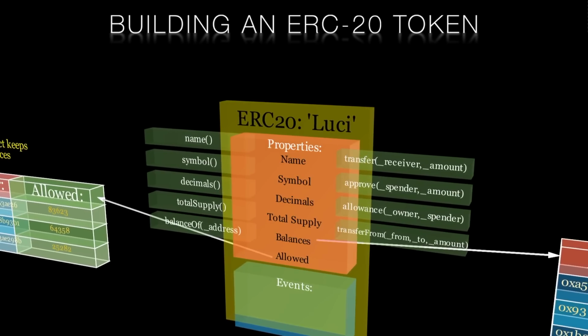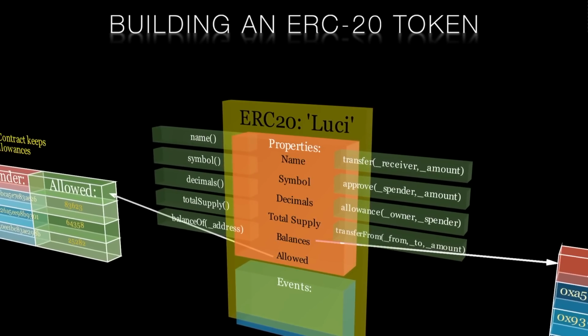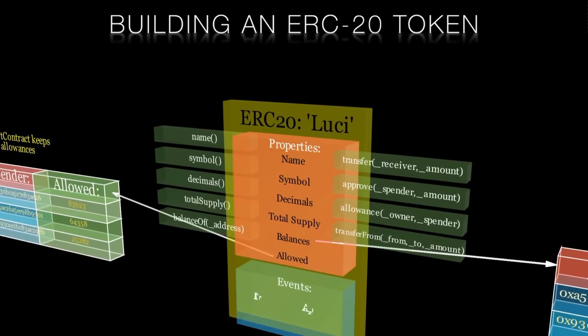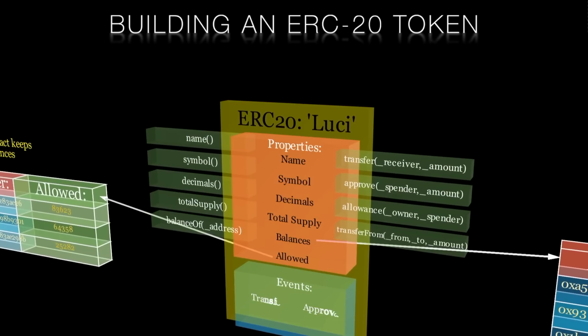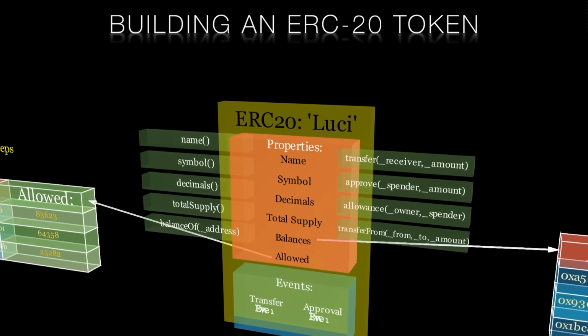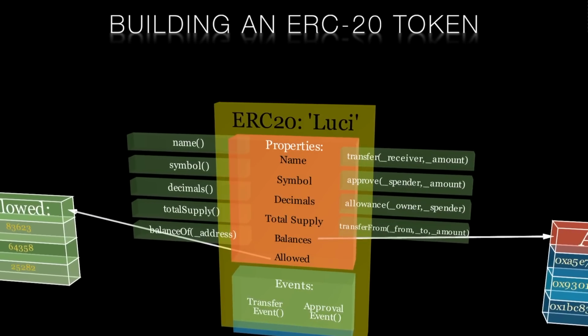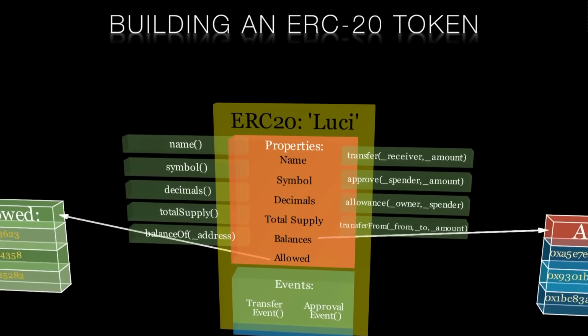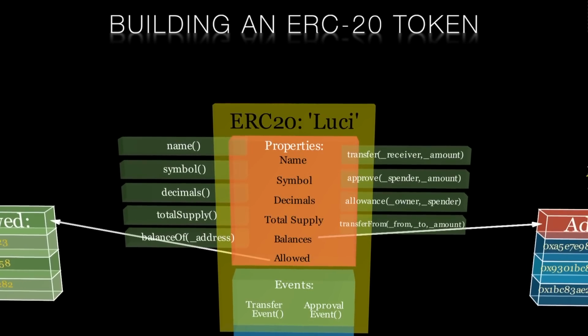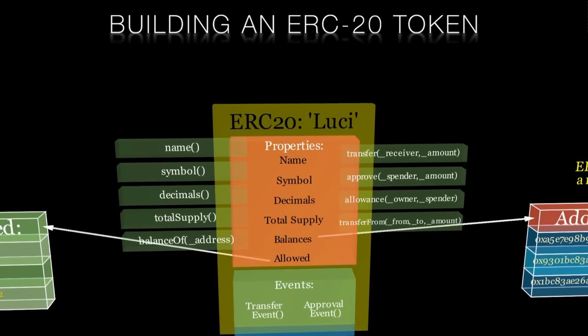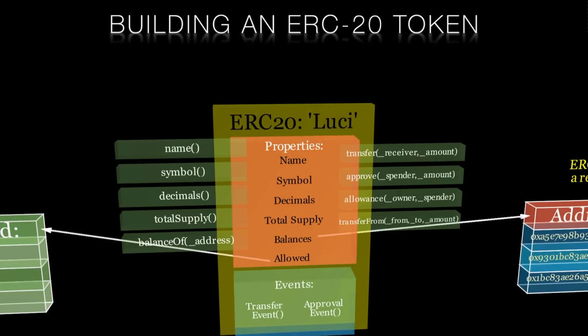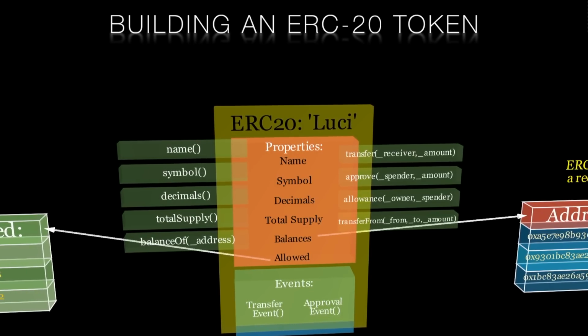Finally, there are two events that need to be created. These are transfer, and this event must be triggered when tokens are transferred. The event will emit the address of the payor, the address of the payee, and the amount transferred. Approval. This event must be triggered on any approval event. It will emit the address of the approver, the approved, and the amount approved to be spent.